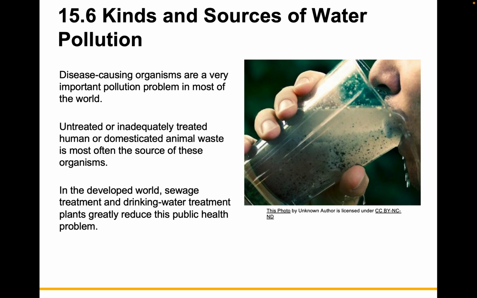Disease-causing organisms are a very important pollution problem in most of the world. Untreated or inadequately treated human or even animal waste is often the source of these organisms. And in the developed world, sewage treatment and drinking water treatment plants greatly reduce this public health problem.